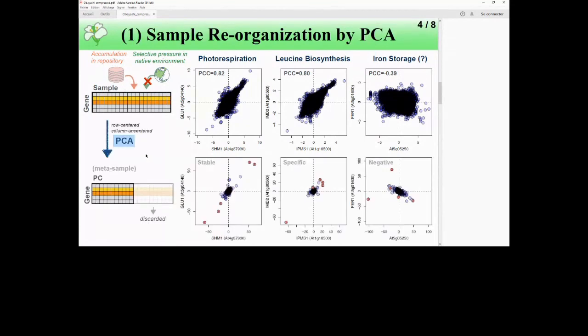So we applied principal component analysis, and we get the principal components. In this case, each principal component can be regarded as a meta sample or meta condition. And importantly, now these are independent. So the upper three examples are now shown in the lower three examples using the PC score rather than the original expression data. And this is much clearer.